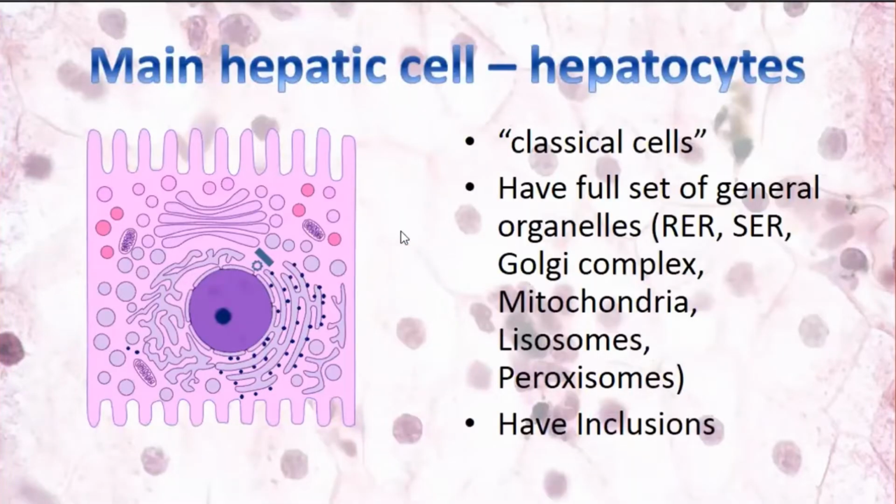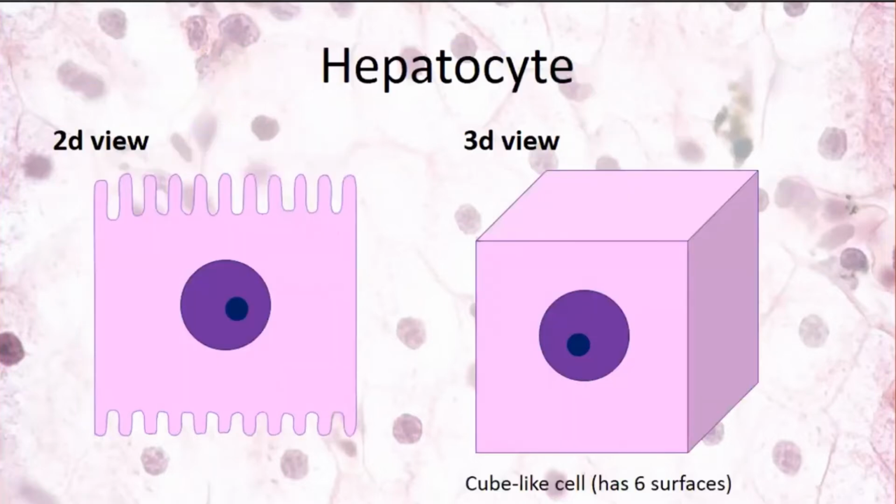And the main hepatic cell is the hepatocyte. They are classical cells which have all essential organelles. They have a full set of general organelles, including rough endoplasmic reticulum, smooth endoplasmic reticulum, Golgi complex, also mitochondria, lysosomes, peroxisomes, and also they have inclusions of fat and of glycogen.